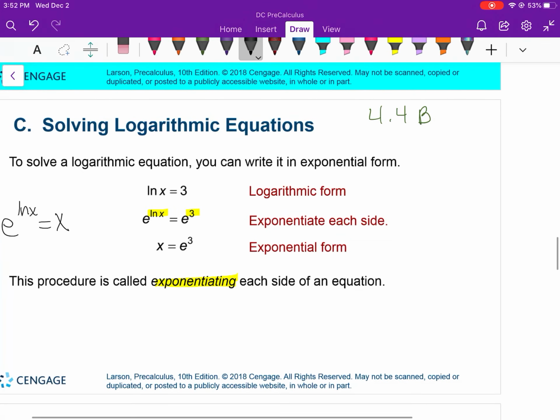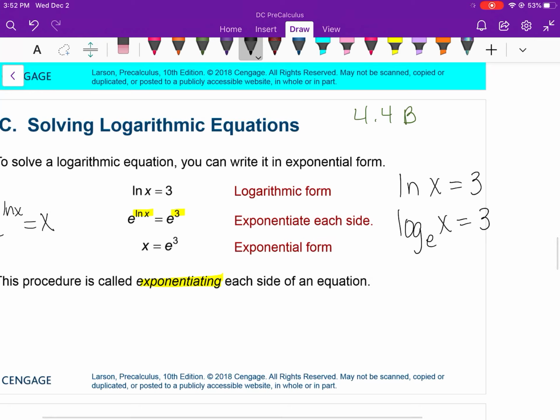I tend to do something a little bit differently. For example, I know that the ln of x is log base e, and then I will go, my base is e to the exponent 3 equals x. So I tend to do it that way instead.